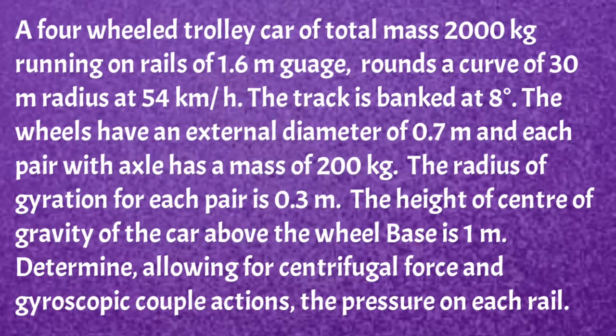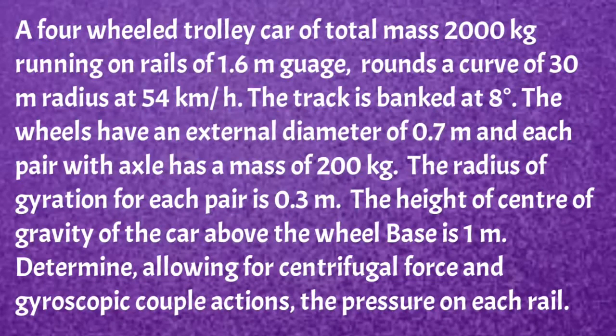A four-wheel trolley car of total mass 2000 kg running on rails of 1.6 meter gauge rounds a curve of 30 meter radius at 54 km per hour. The track is banked at 8 degrees. The wheels have an external diameter of 0.7 meter and each pair with axle has a mass of 200 kg. The radius of gyration for each pair is 0.3 meter. The height of the center of gravity of the car above the wheelbase is 1 meter. Determine, allowing for the centrifugal force and gyroscopic couple actions, the pressure on each rail.